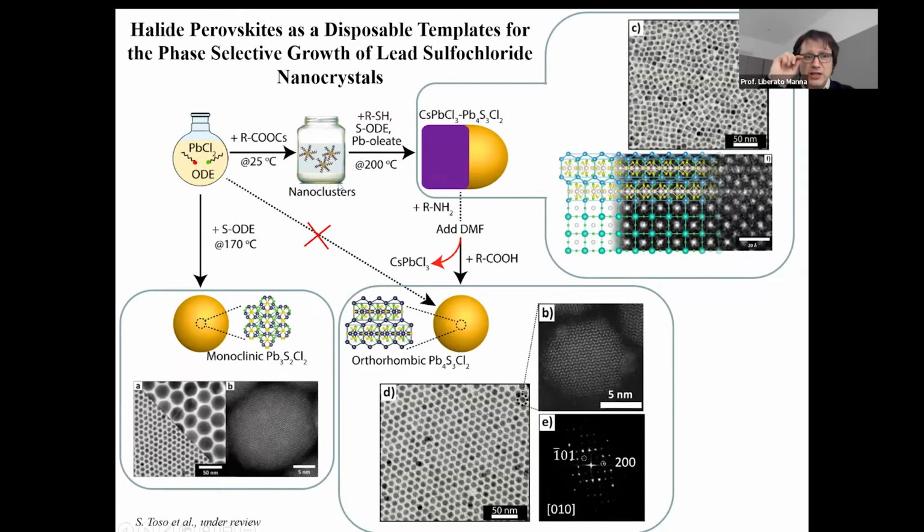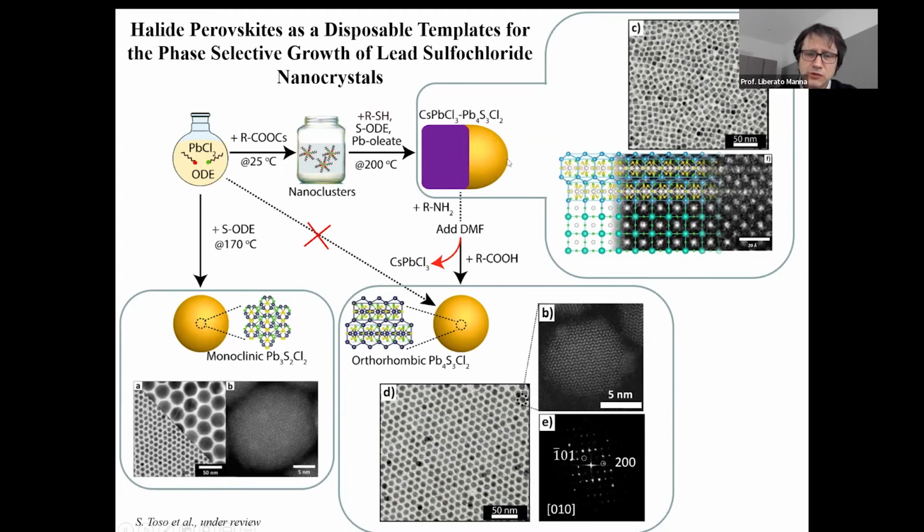On the other hand, if you do the same synthesis in the presence of cesium lead chloride nanocrystals, you end up with a heterostructure. And the crystal phase and the stoichiometry of the chalco halide domain is completely different from that of the chalco halide which is homogeneously nucleated in solution. This is a monoclinic phase. This is an orthorhombic phase, and also a different stoichiometry, because it has to match epitaxially the perovskite.